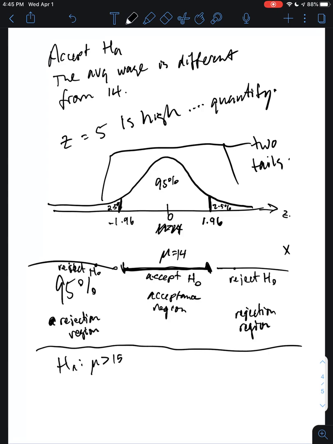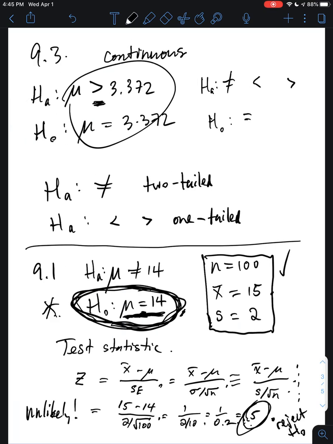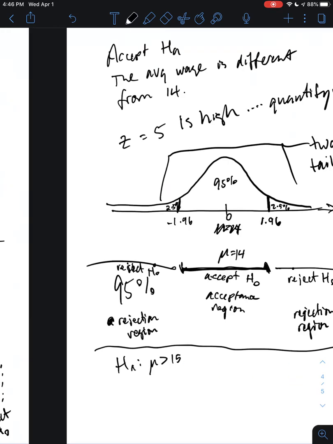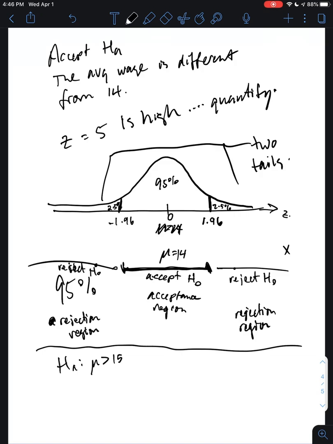This is different from the previous example. So in the previous example, I did, oops, 14 is the number, I'm sorry. I tested whether it was different from 14. In this next example, I'm going to test whether it is higher than 14. Okay. So this is a different question. It really is a different question. The null hypothesis is always going to be equality, so it's going to be the same as previous. But we have to set this up differently.